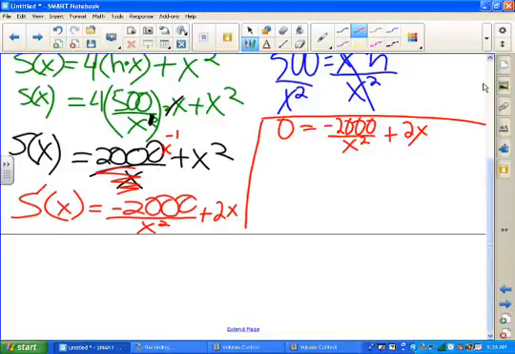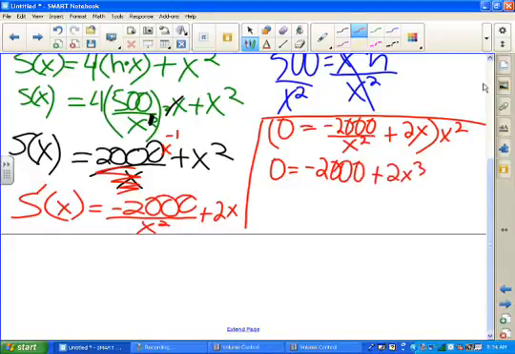So I mean, there's other ways you can solve it, but at some point we're going to have to do that. So when I push that x squared through, I still get 0 equals negative 2,000 plus 2 times x cubed. Slide the 2,000 over to the other side, divide by 2, and I end up with 1,000 is equal to x cubed. When I get 1,000 is equal to x cubed, it's pretty easy.